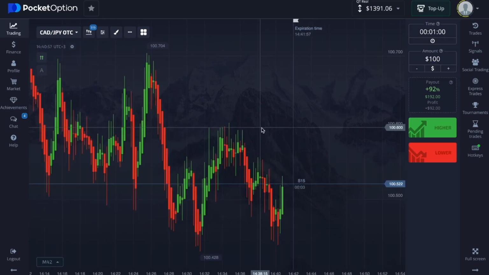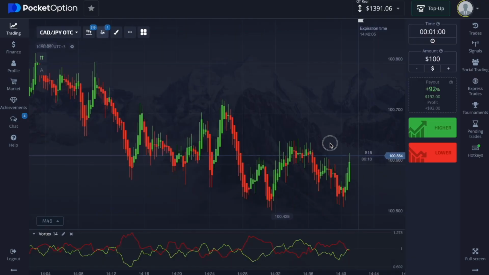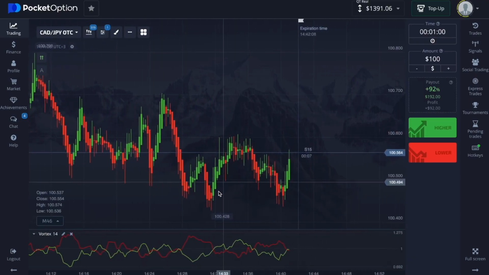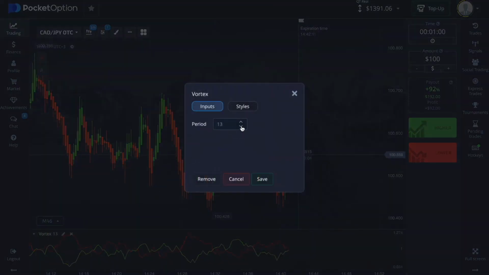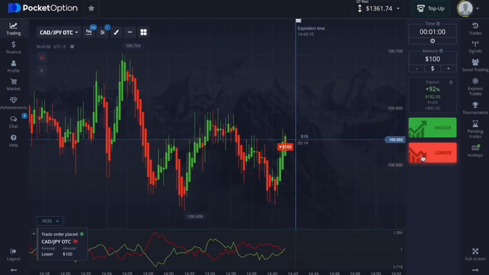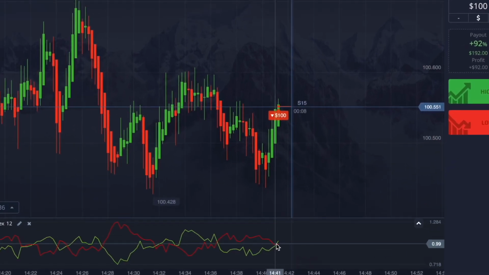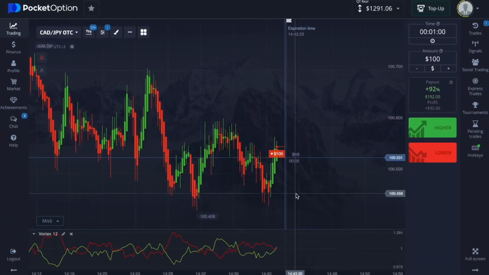So today, the trade forecast will be based on 4 candles. Then add the vortex indicator. It indicates the strength and direction of the trend. Now simply change the period to 12 and save. And I see a good situation right away, opening a downward trade for $100 for 1 minute. I observed a crossover of lines in the indicator, indicating a change in price.